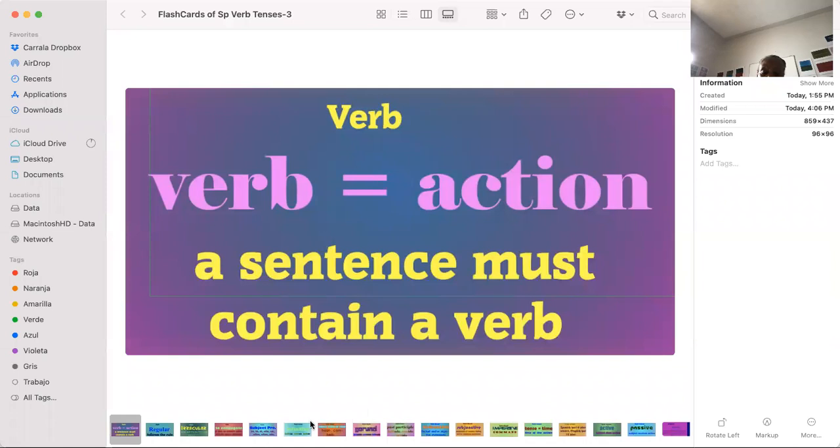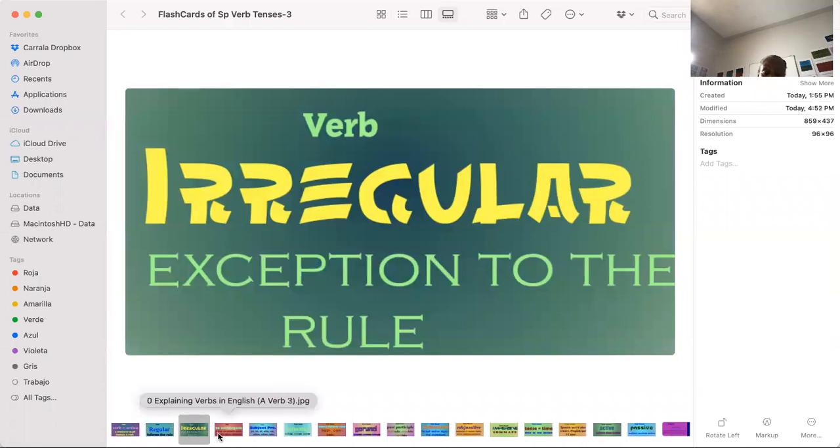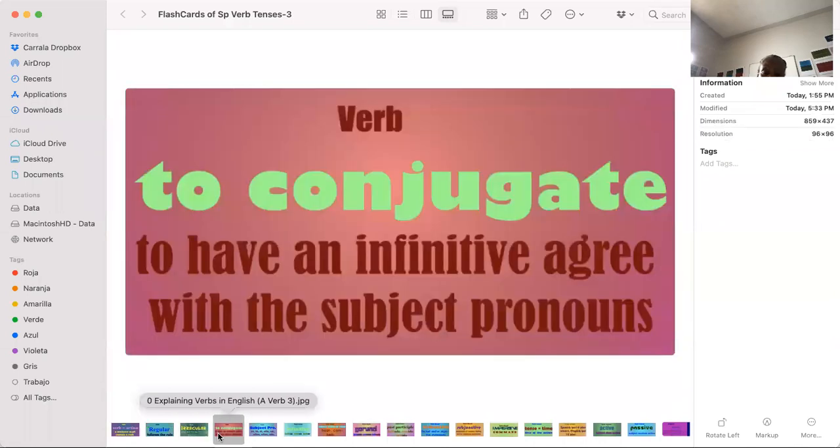We did verbs, we did regular, we did irregular. I talked a little bit about how to conjugate, to have an infinitive agree with the subject pronouns. So when you conjugate a verb, you're taking an infinitive. Let me give you an example first in English, then I'll give you the example in Spanish.